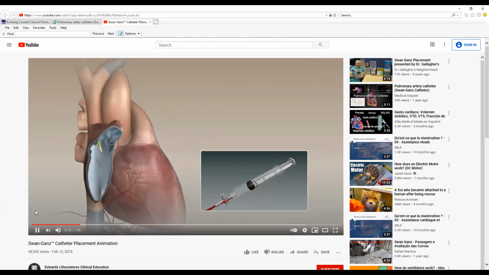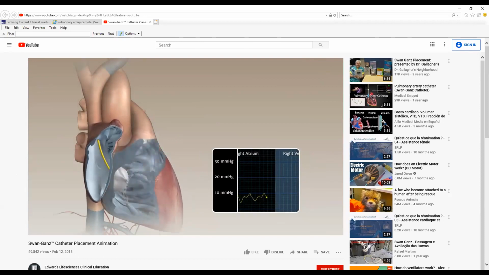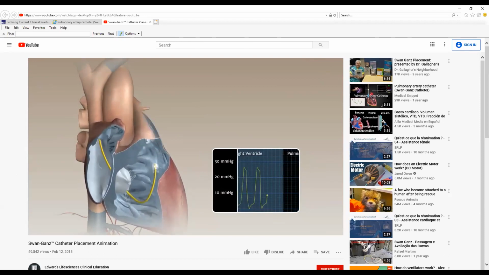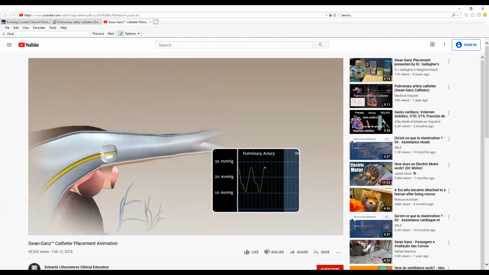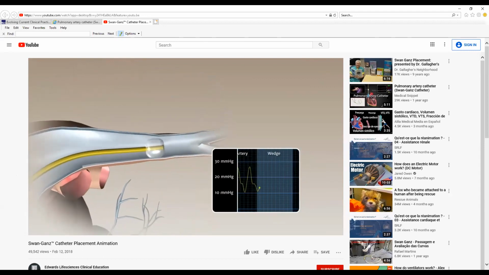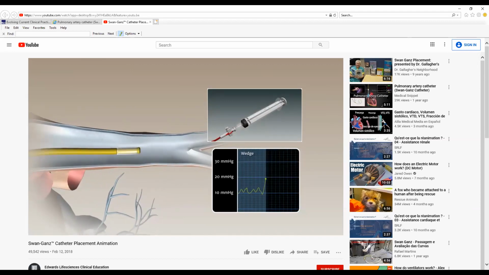Okay, so there's no sound to it, I'm sorry, but this is placement. So I'm in the right atrium. He's going to inflate the balloon. My job is to watch the monitor. I say, hey, doc, I see a right atrial waveform. He's going to keep advancing. Now watch how sharply, look at that. I know I'm in the right ventricle, doc. He's going to keep going. So he goes to the pulmonic valve, and I see a change in my waveform. And now I know I'm wedged in a small branch of the pulmonary artery.